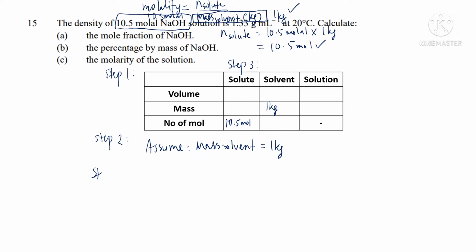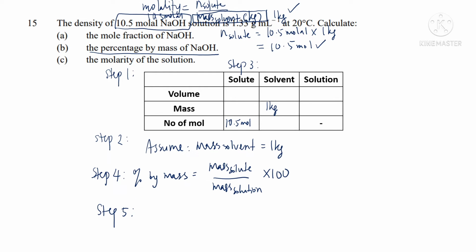Then in step number 4, we write out the formula for what we want to find. So we want to find percentage by mass. So the formula of percentage by mass is equal to mass of solute divided by the mass of solution multiplied by 100. Step number 5, we need to do some conversion to get what we want so that we can substitute into the formula to find the final answer.